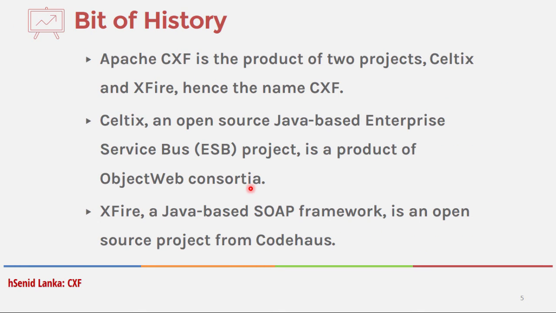And a bit of history, let's quickly move just to get some idea. Apache CXF is a product of two projects, Celtix and XFire, hence the name CXF. You might wonder how this CXF comes. Now you know how it comes. Celtix, an open source Java-based enterprise service bus ESB project, is a product of ObjectWeb Consortium. XFire, a Java-based SOAP framework, is an open source project from Codehaus.